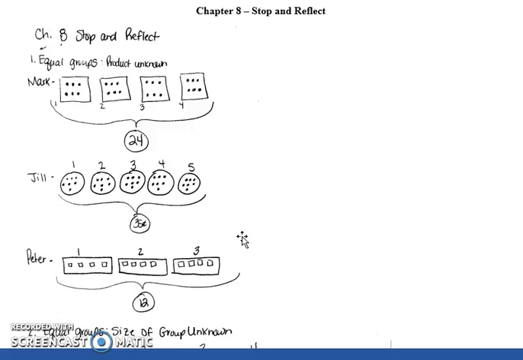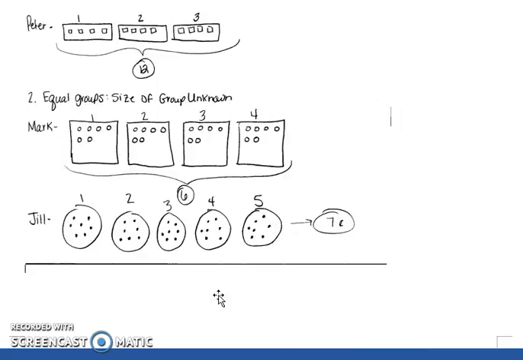The next problem was if Peter walked for 3 hours at 4 miles per hour, how far did he walk? So I drew 3 rectangles representing the 3 hours that he walked, and the 4 miles for each hour are inside, and I added those up and I got 12.